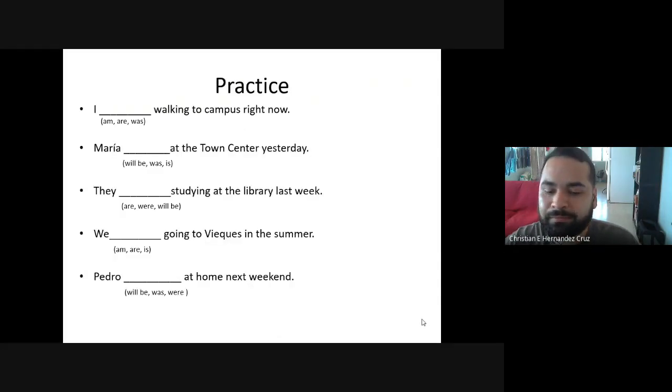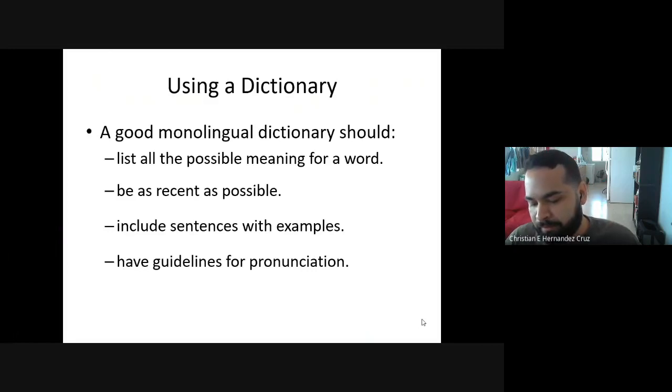Let's continue. Okay, so this is in case you guys want to use an actual physical dictionary. I'm assuming that with classes being online you don't really need a dictionary because you can just use an online dictionary just fine, but still I have to do it just in case. So a good monolingual dictionary should, and monolingual means just one language, a good monolingual dictionary should always list all the possible meanings for a word.